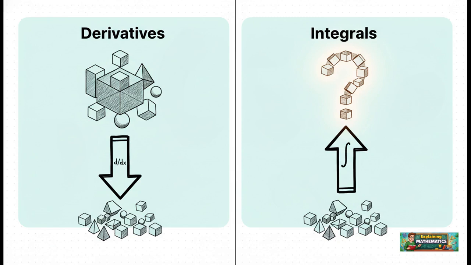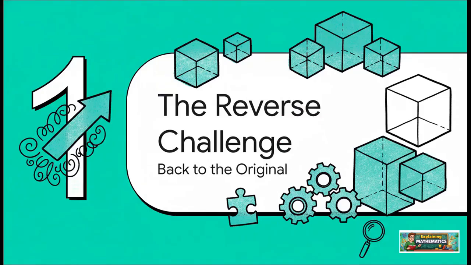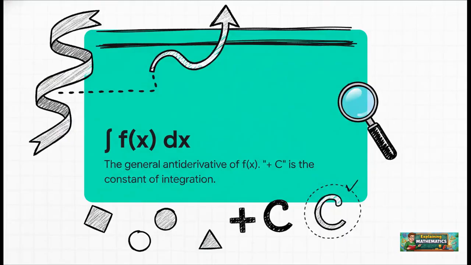We need a whole new set of rules, not for breaking functions down, but for building them back up. So, that brings us right to our first section. We are officially taking on that reverse challenge, learning the fundamental techniques to put these functions back together again. First things first, let's talk notation. That long S symbol, that's the integral sign. It's basically asking, what's the general antiderivative of this function?